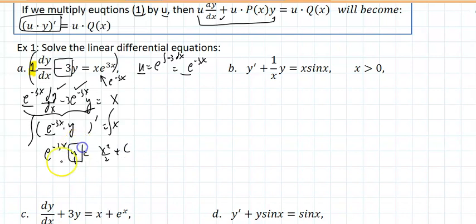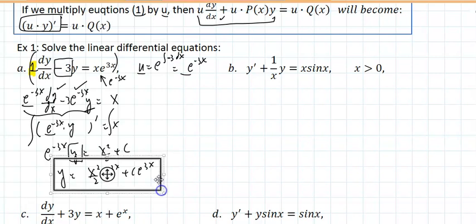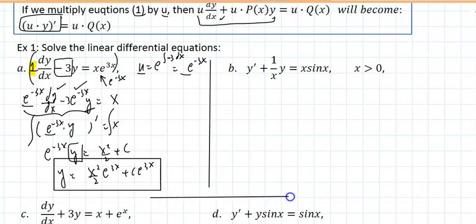And if I want y by itself, I'll divide by e to the negative 3x. That will be x squared over 2. When you divide by e to the negative 3x, that's like e to the 3x. And there it is. And by doing this trick, I'm able to solve the differential equation which I wasn't able to solve before.